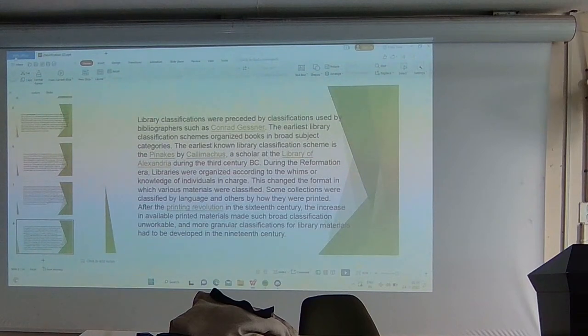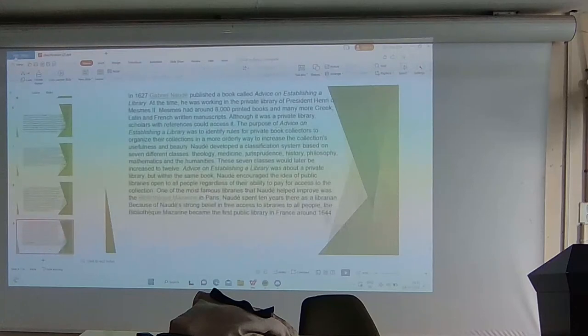So after the printing revolution in the 15th century, 16वीं शताब्दी के बाद the increase in available printing material made a broad classification necessary. क्योंकि when the printing was not developed, पहले आपको पता है ताम्रपत्रों पर होता था the material, right? Now when it was there, less number of books were there. But after the printing revolution in the 16th century, lot many books were there, so more refined classification of library materials had to be developed in the 19th century. So 16th century से बहुत ज़्यादा printing revolution start हो गया, and then 19th century तक lot many books were there.